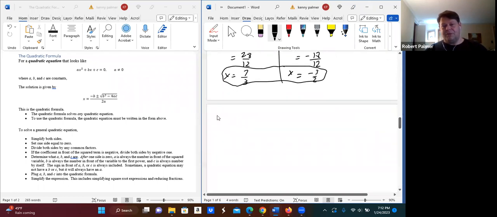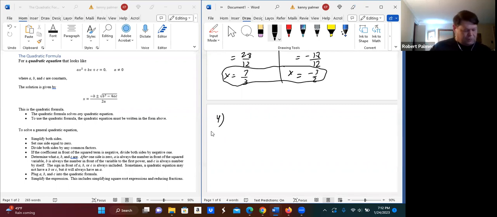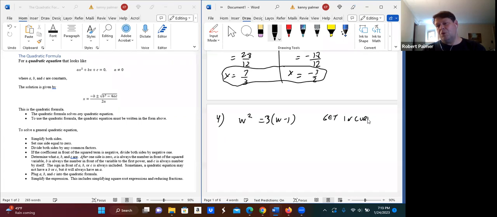All right, let's take a look at our next example. All right, this one once again is a little bit different. Let's also use a different variable this time. So we have w squared. Of course, a variable can be anything, equals 3 times w minus 1. Okay, now, once again, we want to get this in the correct form. And once again, by correct form, we mean make it look like this.